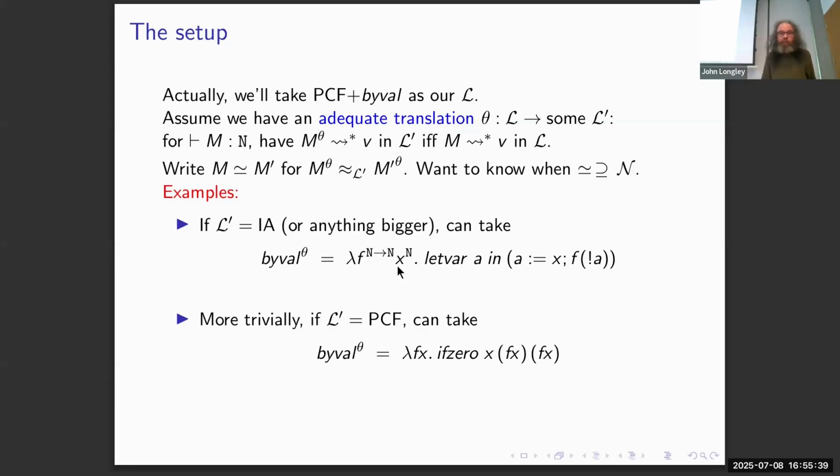We can also, more trivially, take our bigger language to be PCF itself and translate bival by this. This is one of the kind of terms that Phil was talking about last time, something which within PCF itself is indistinguishable from bival, but would be distinguishable in a larger language. So this slightly trivial case is covered by our theorem, but we're more interested in this kind of situation.